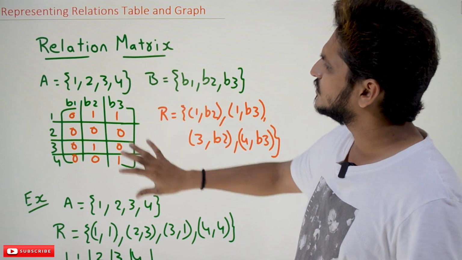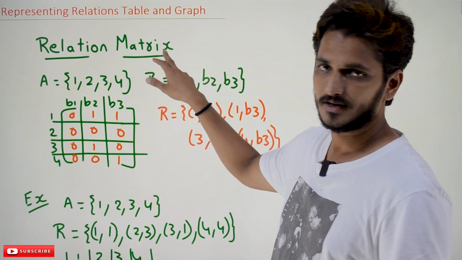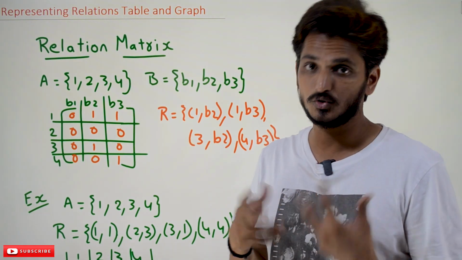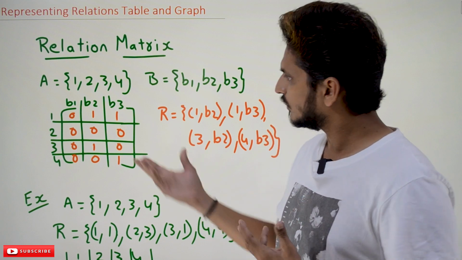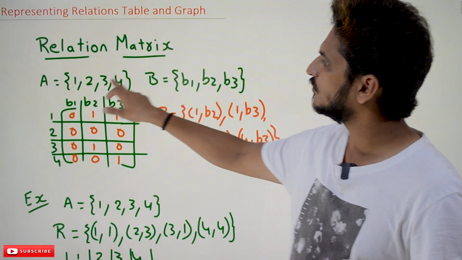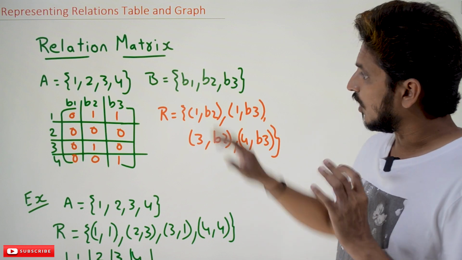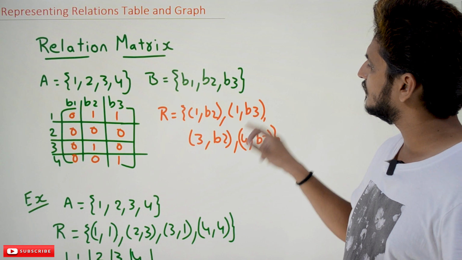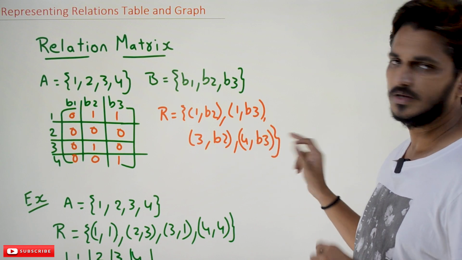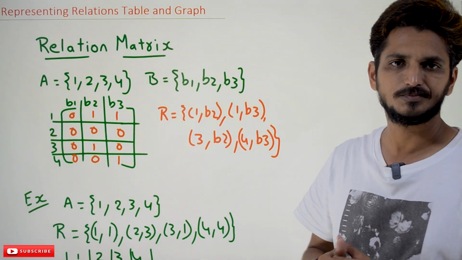With examples, we can understand this directly. It's very simple. Relation matrix means the first way you can show relations is using matrix form. What's the example? Let's take two sets. A = {1, 2, 3, 4}, B = {b1, b2, b3}. On these two sets, we have a relation R = {(1, b2), (1, b3), (3, b2), (4, b3)}. These are the ordered pairs present in the relation R.